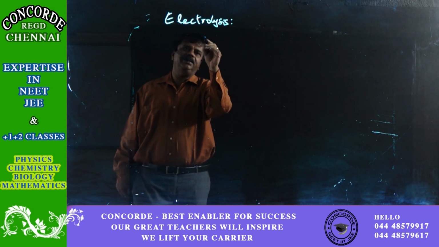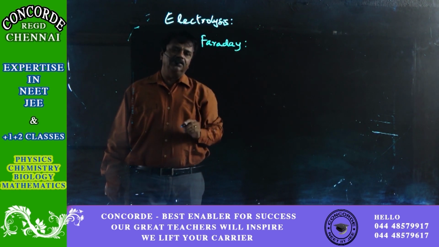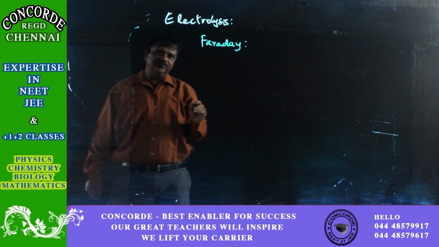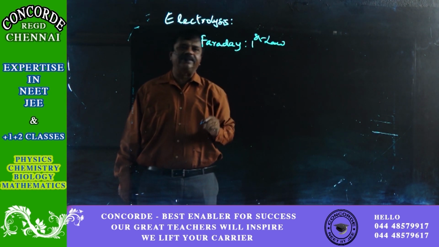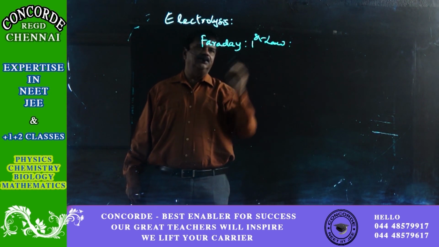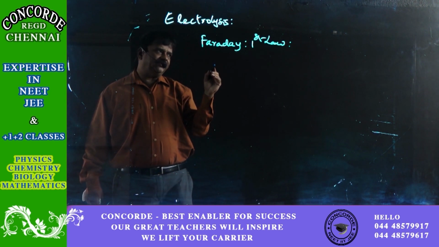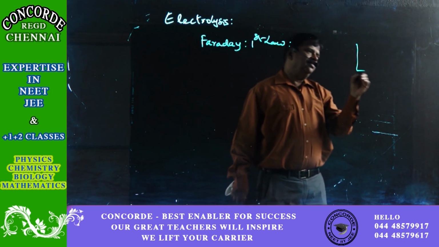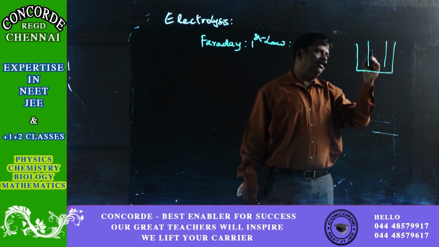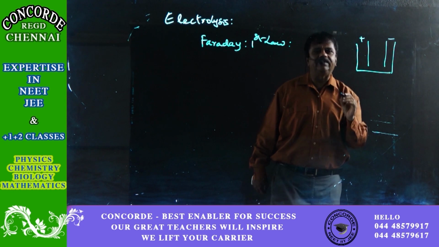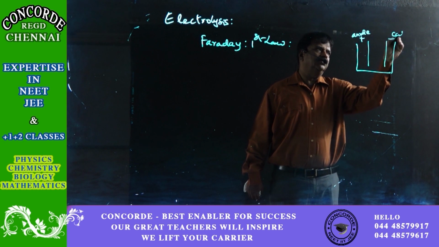They are devised by Faraday. So he has given out two important laws. One is Faraday's first law and the other is Faraday's second law. What is the first law? As per Faraday's first law, we know that a typical electrolytic cell has two electrodes. One is a positive electrode, the other is a negative electrode. The positive electrode is called the anode and this is the cathode.